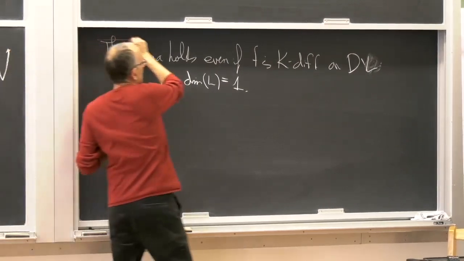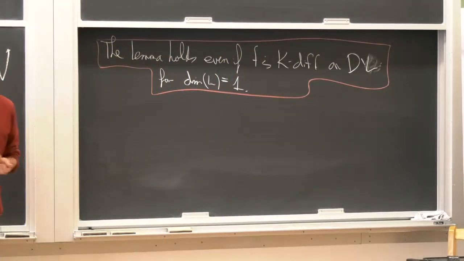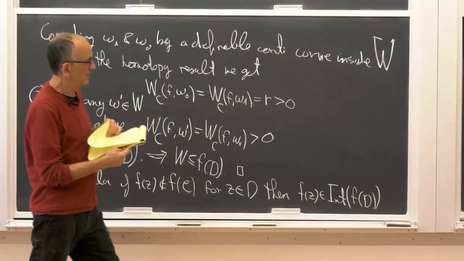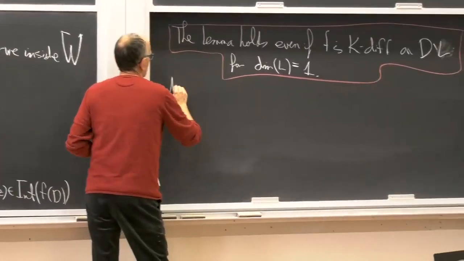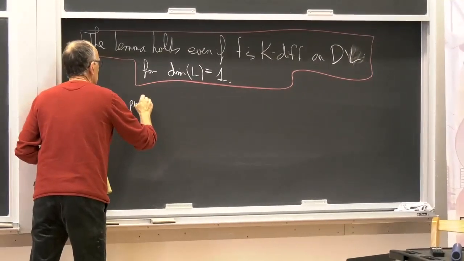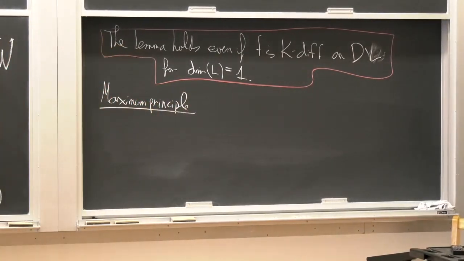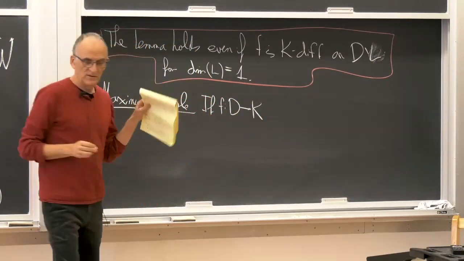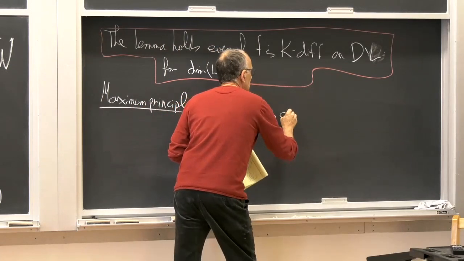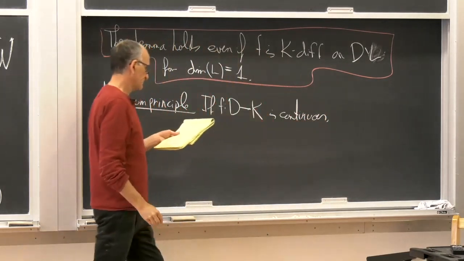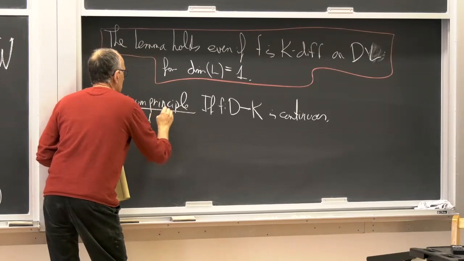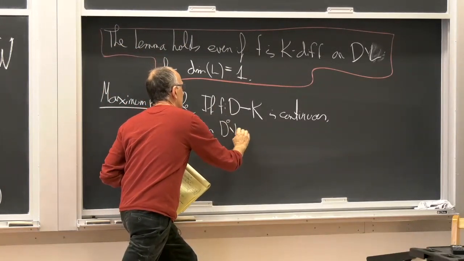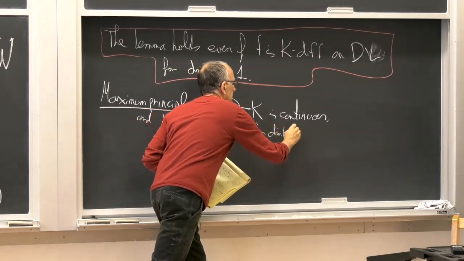So now we can start concluding complex analysis results, right? Just based on topology, as you see, with very little differentiability. All right, so the maximum principle, basically we said that. The maximum principle: if F from D to K, let's say again D the closed unit disk, everything definable, continuous, and K differentiable, let me write it immediately, the strong version, on the interior of D minus L for dim L less than or equal to one.